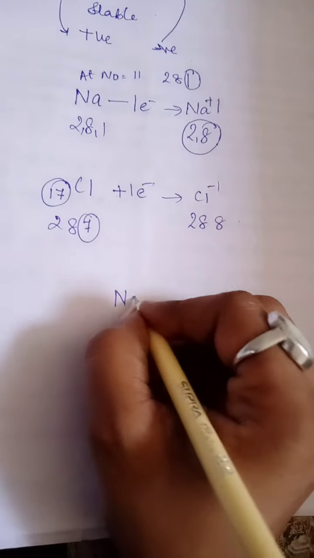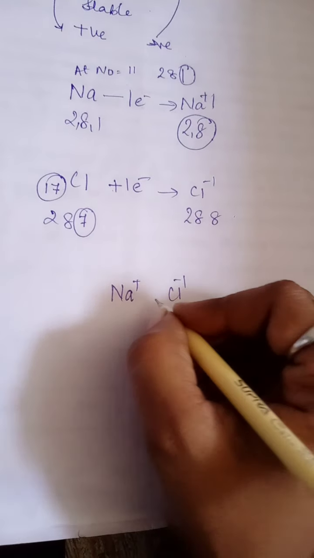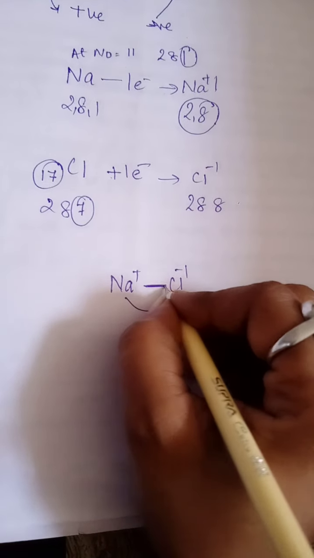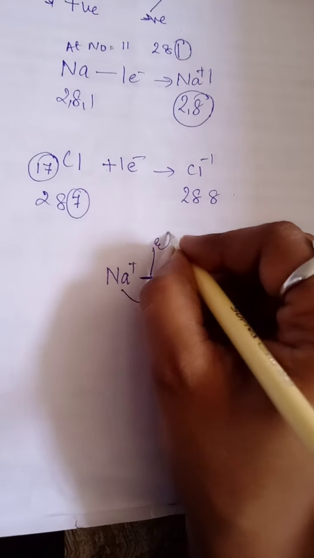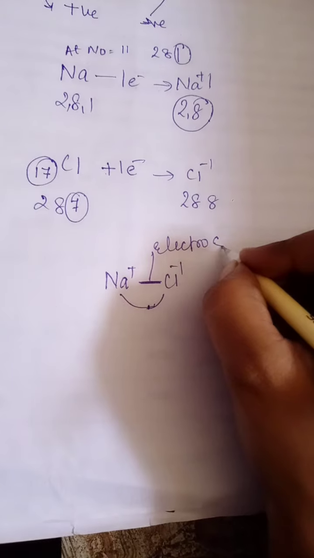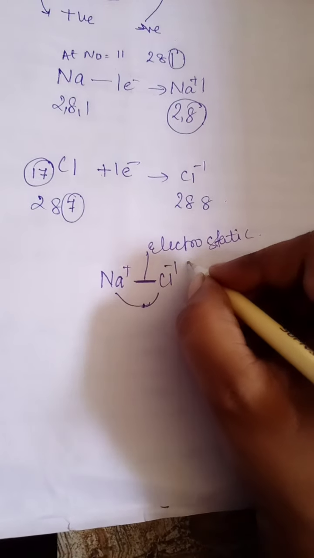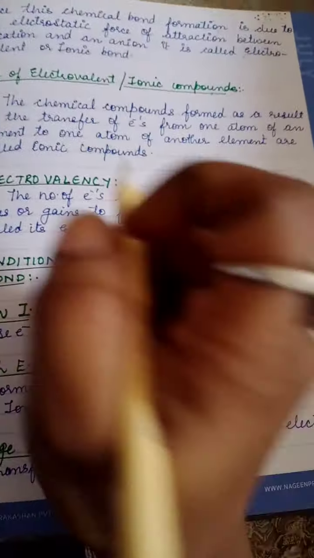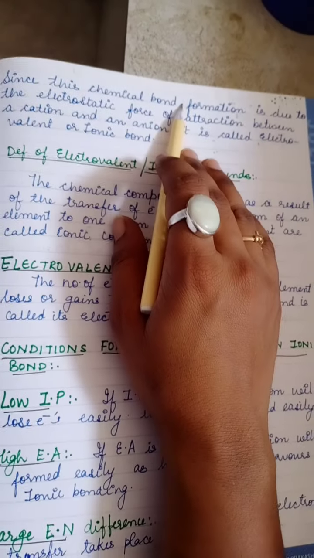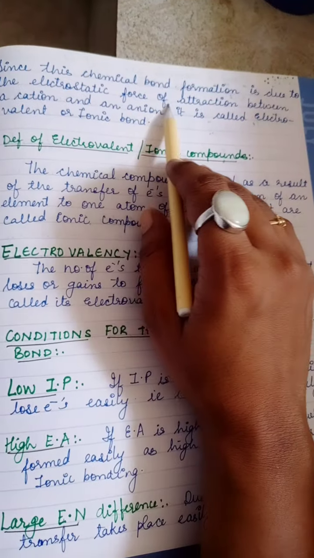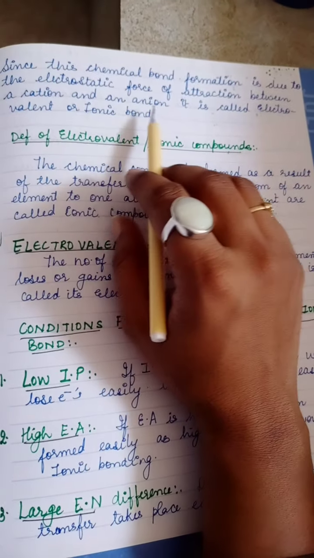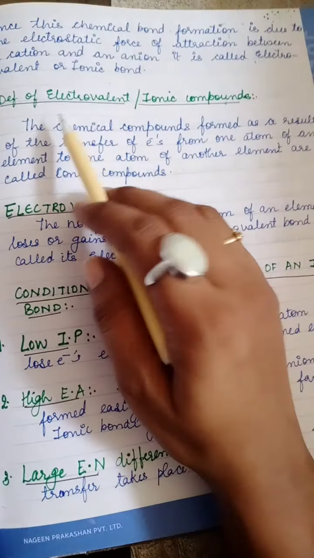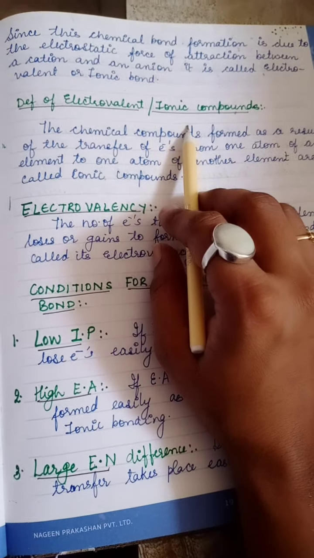Now when these ions, the sodium ion and chlorine ion, approach each other, the bond between them is what? Electrostatic bond. This bond is electrostatically formed because of the oppositely charged positive and negative ions. Hence, since this chemical bond formation is due to the electrostatic force of attraction between the cation and anion, it is called an electrovalent or ionic bond. What is the definition of an electrovalent or ionic bond?